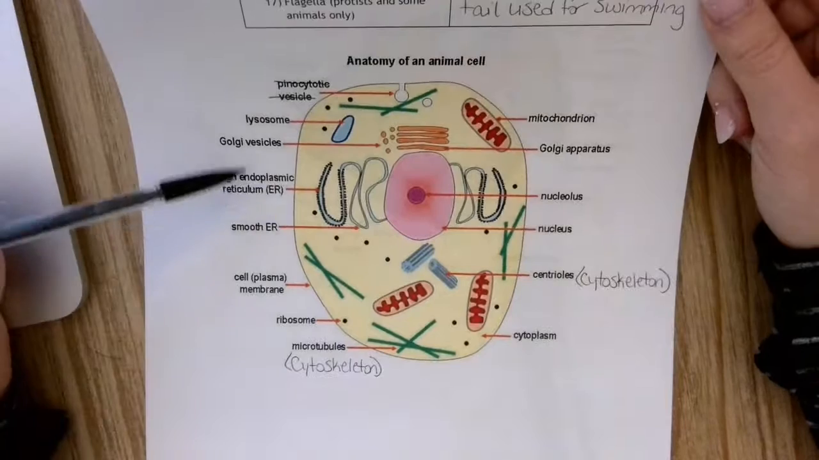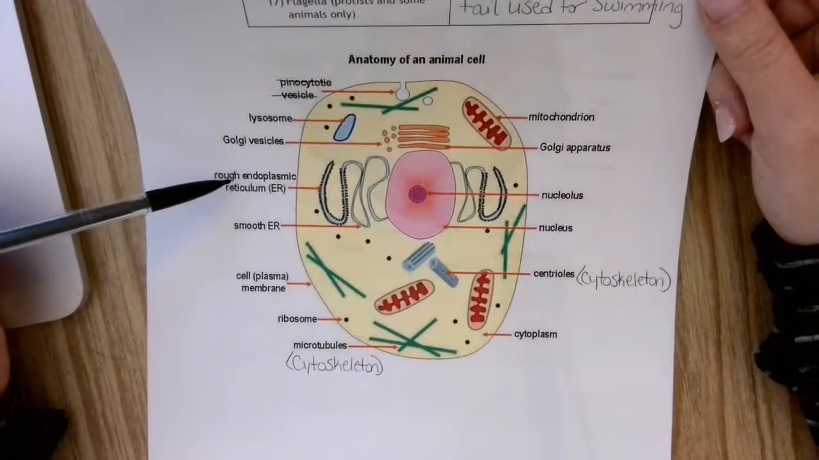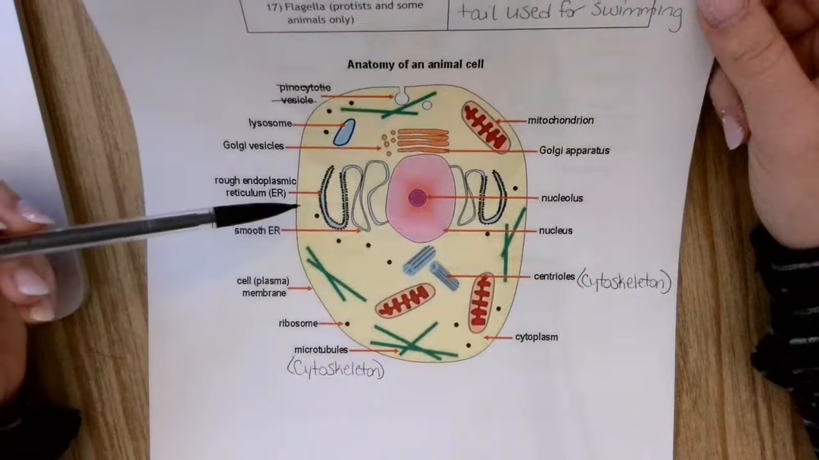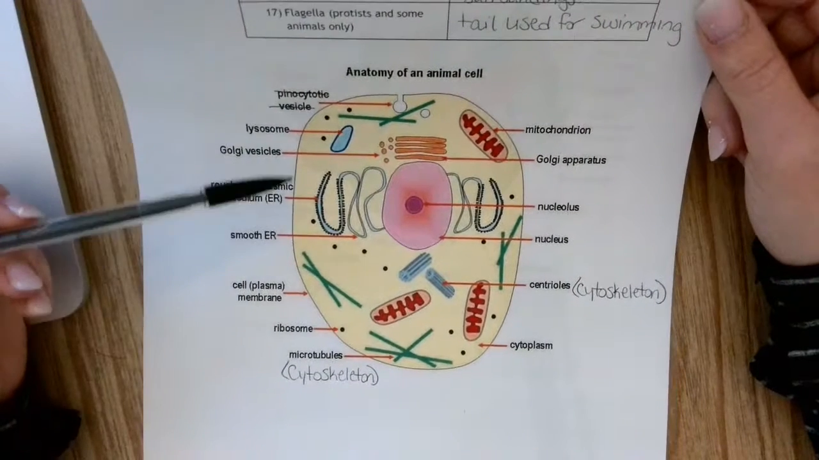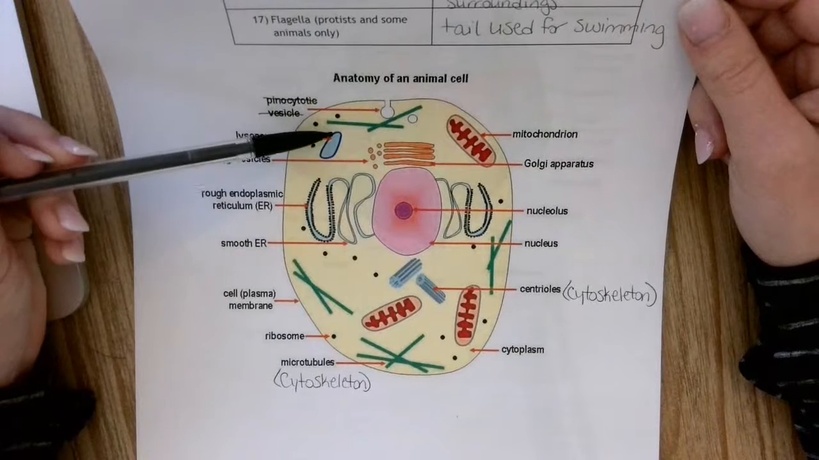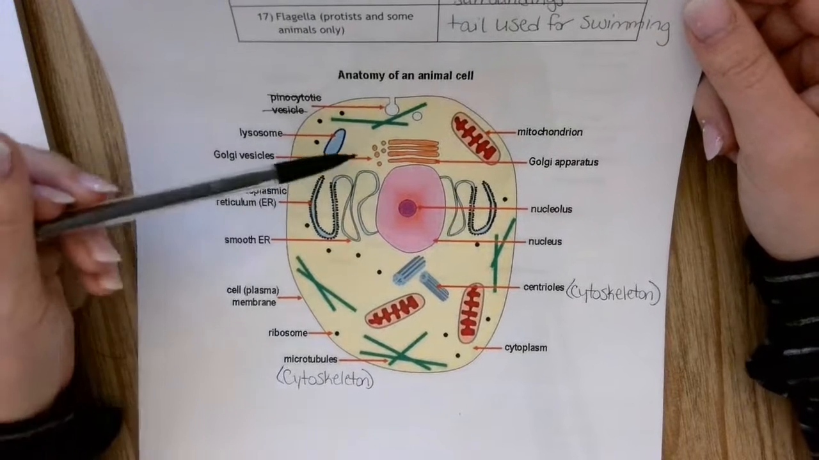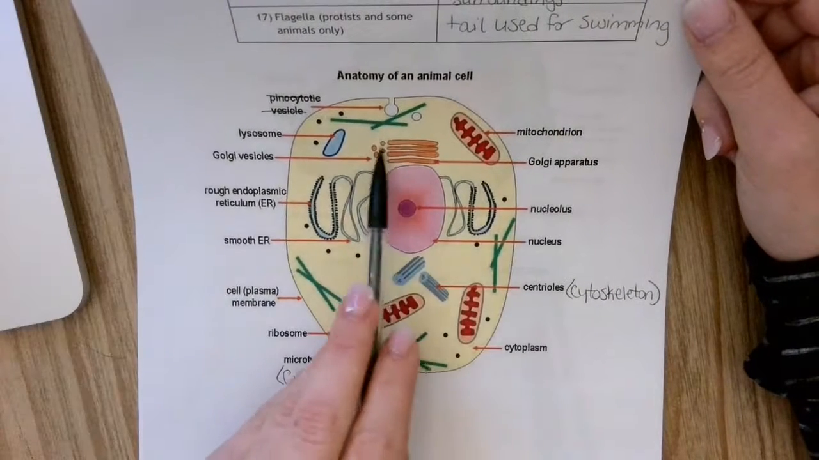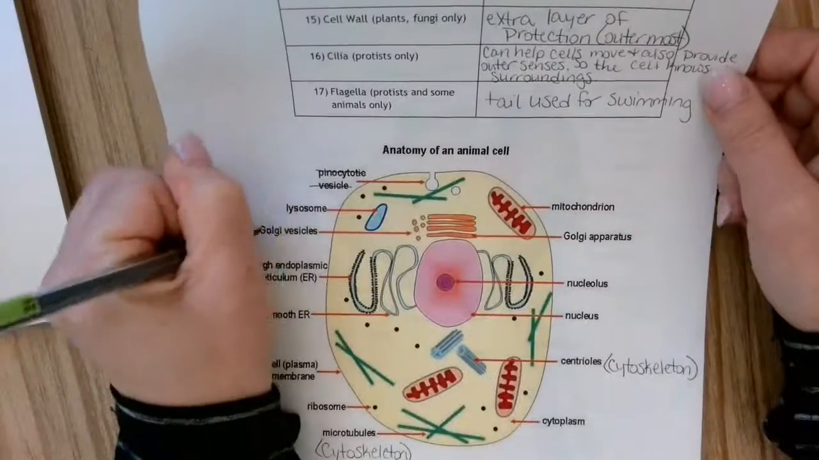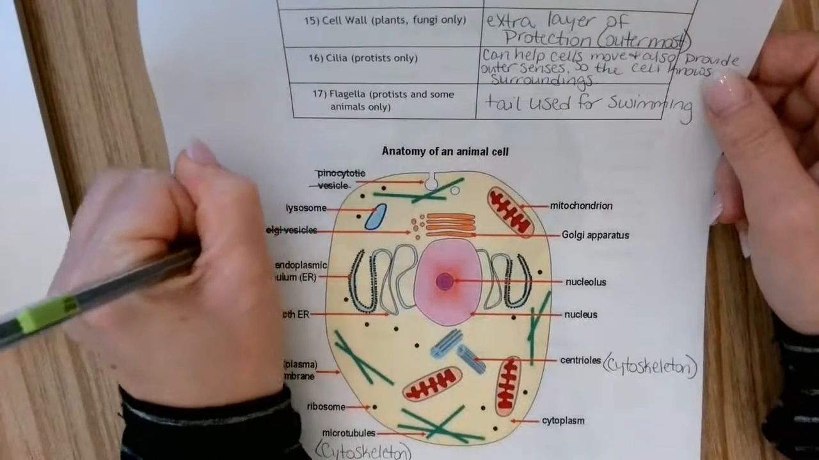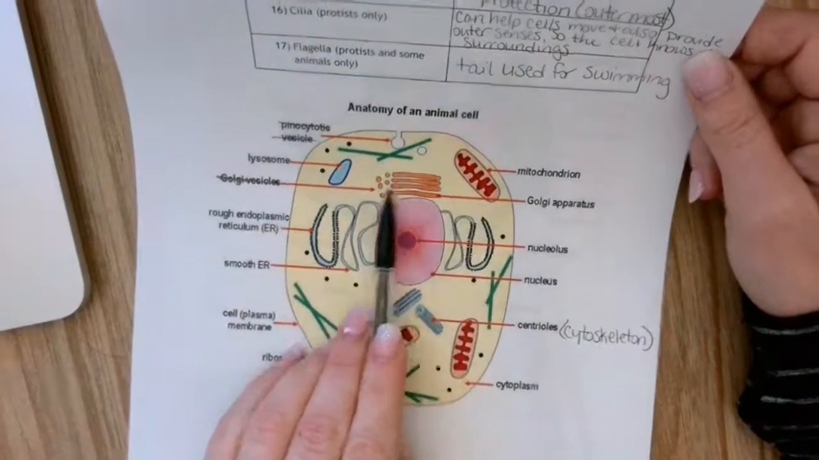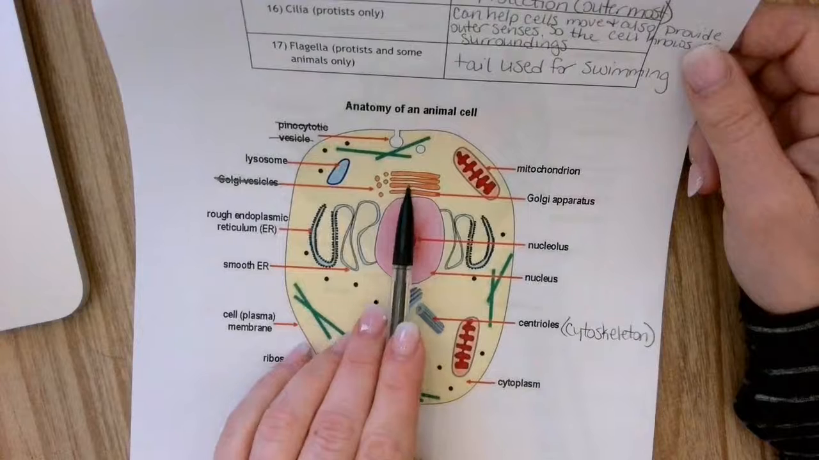And for the most part, your cells are going to look like this in structure because we are animals. So you have your lysosomes here, your Golgi vesicle or Golgi apparatus. Those kind of go together. You could even cross out Golgi vesicles if you wanted to. You don't have to know the details of that. But the Golgi apparatus is this little squiggly stuff right here.